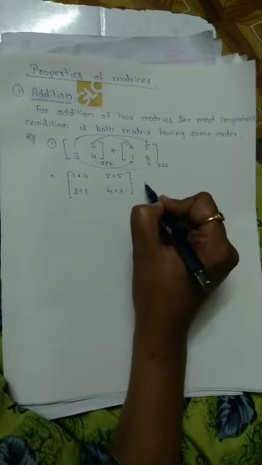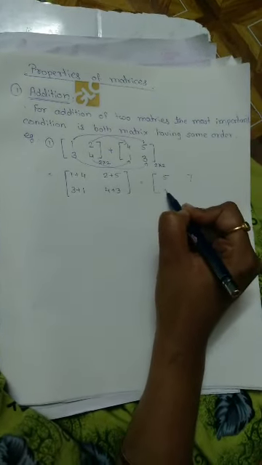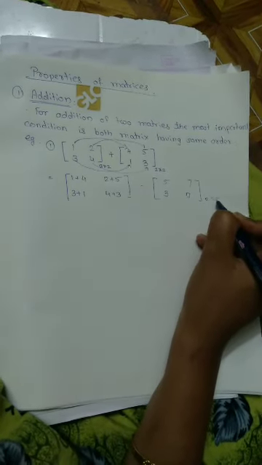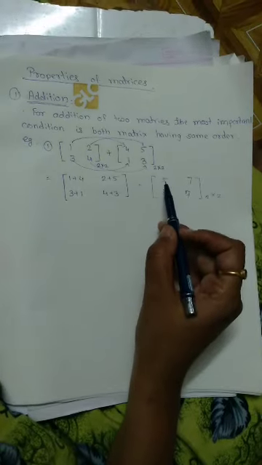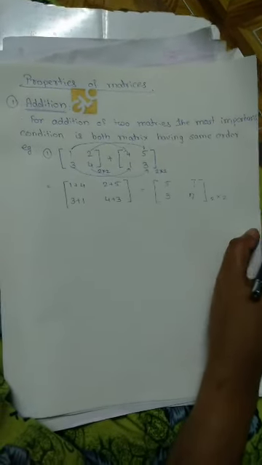So this is equal to 5, 7, 3, 7. So this is also a 2 by 2 matrix. So the answer is 5, 7, 3, 7. So this is a 2 by 2 matrix.